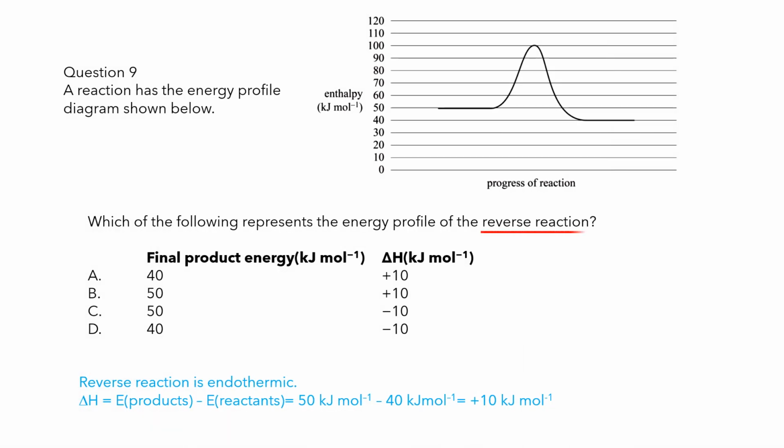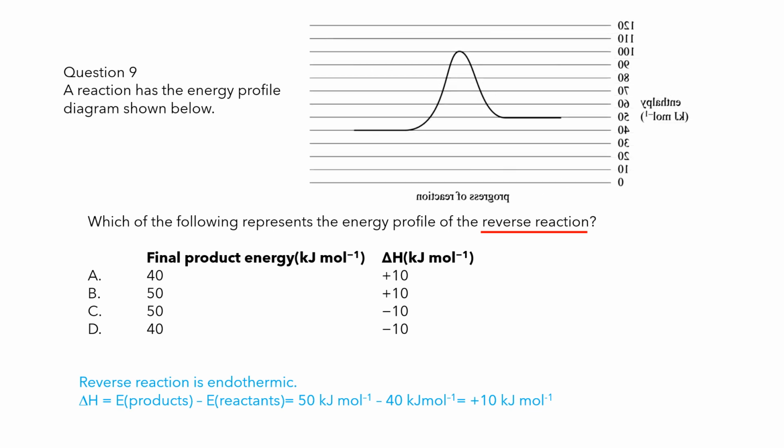The keyword is reverse. So, we should reverse the energy profile. Then, we find that the final product energy is 50 and delta H is positive 10.